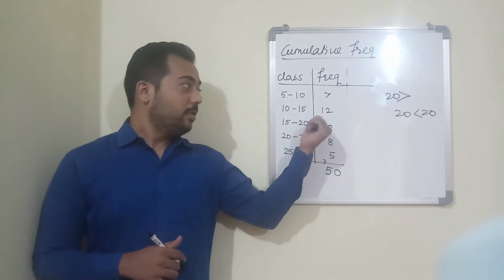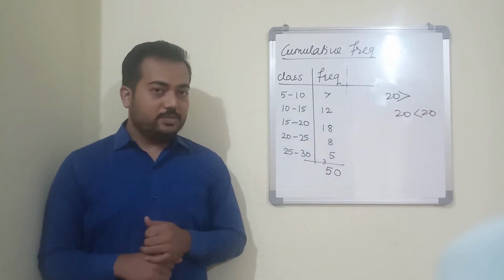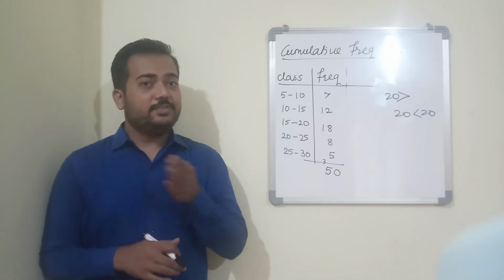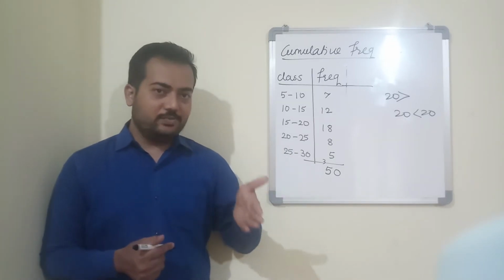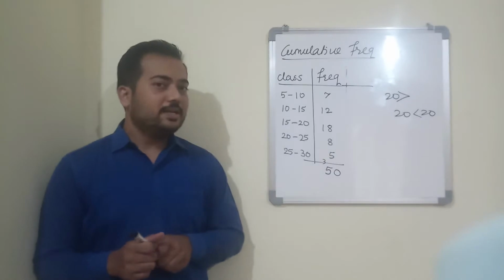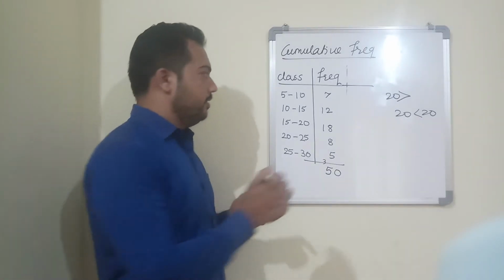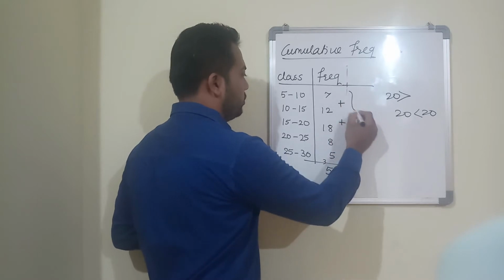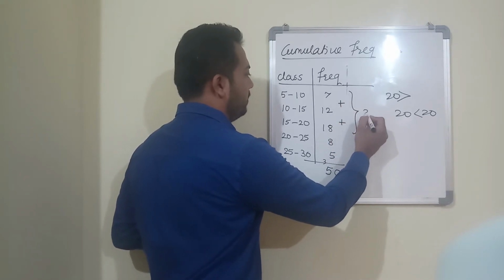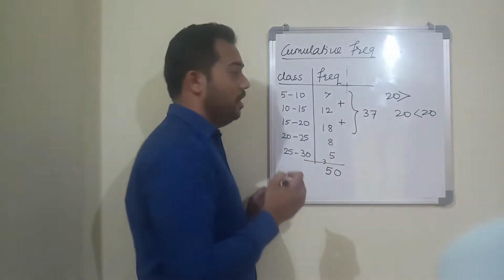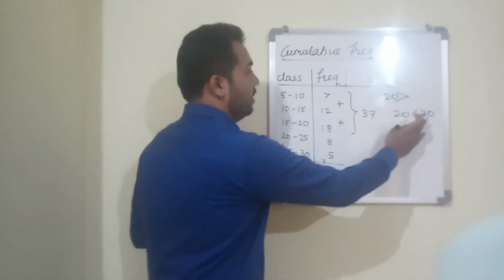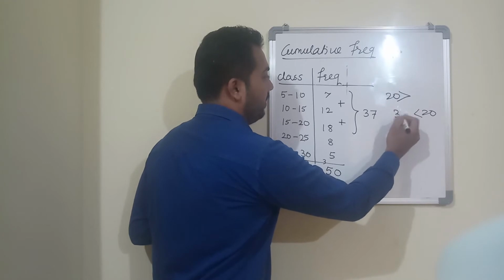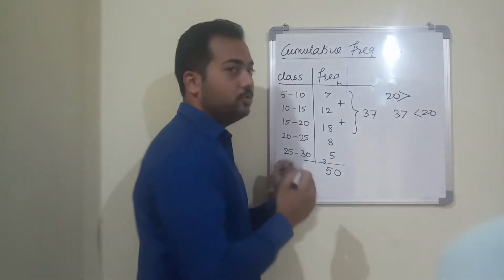Then what about the previous 12 and 7 values? These 12 values are between 10 and 15, so definitely they are less than 20. Also these 7 values are less than 20. So altogether 7 plus 12 plus 18 gives me 37. So there are 37 values which are less than 20.